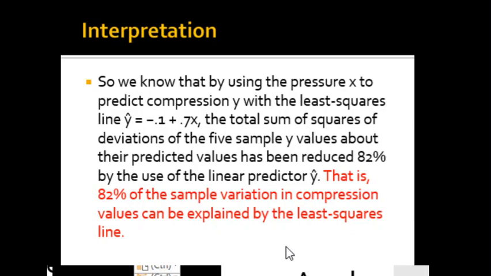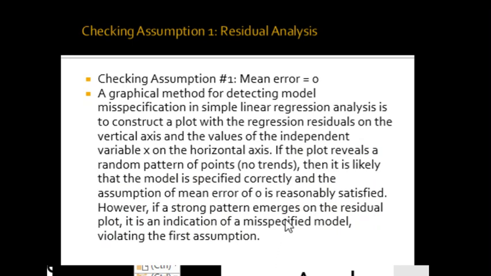Okay, again, here's the interpretation for our compression data. So our prediction equation is y hat is negative 0.1 plus 0.7 times x. And the interpretation for that r squared of 0.8167 is that approximately 82% of the sample variation in compression values can be explained by the least squares line. Okay, now it seems to be a pretty strong model. The beta 1 is significant.